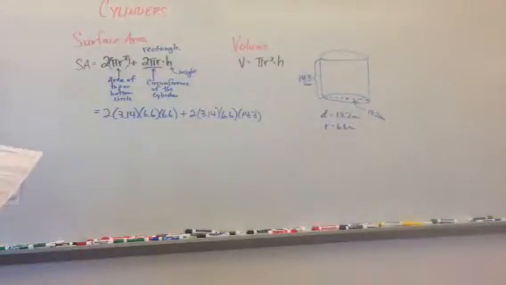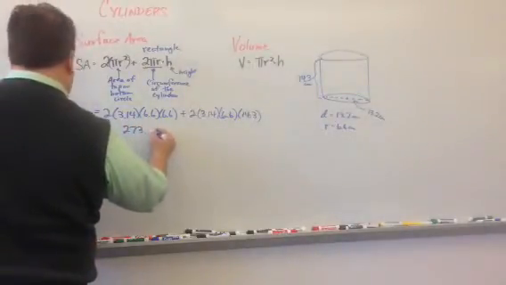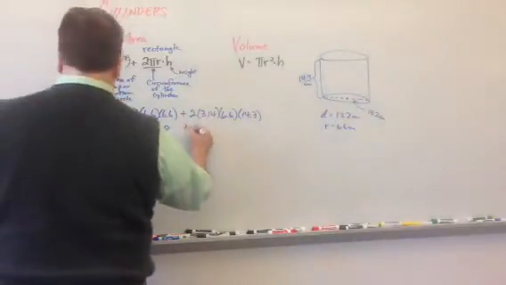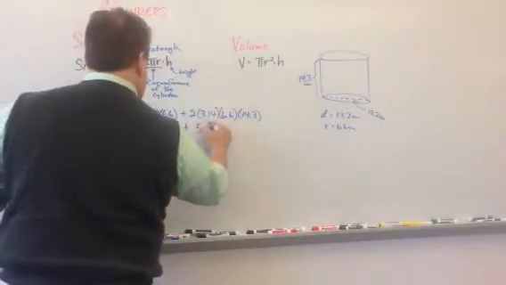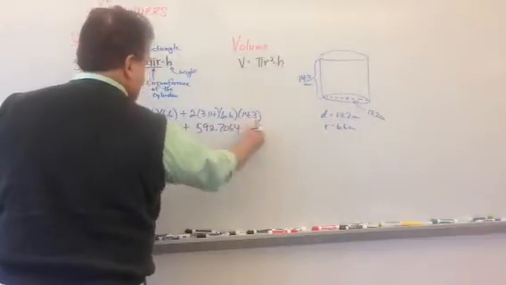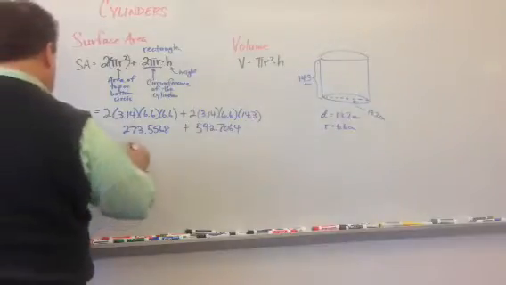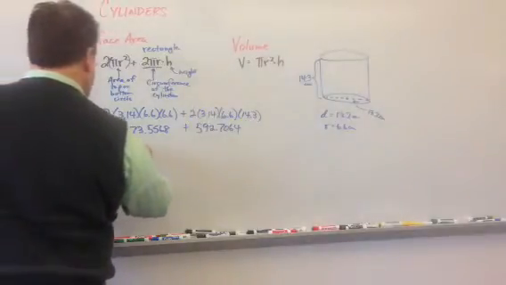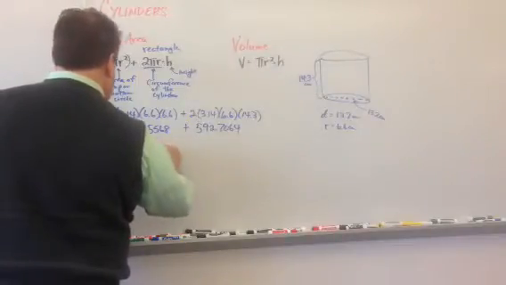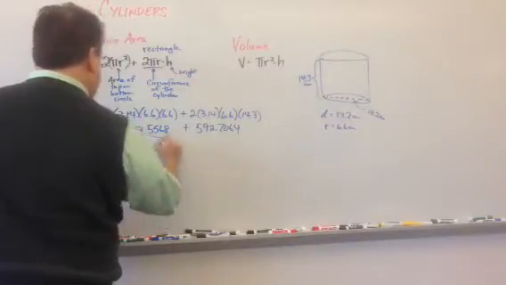And if you do all that math, you should get 273.5568 for that piece, and 592.7064 for that piece. So that in total, your surface area should be 866.26. I'll round it a little bit. Centimeters squared.